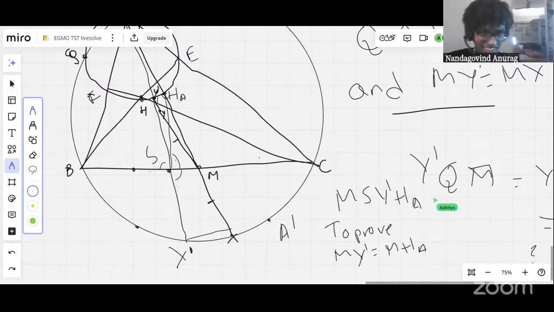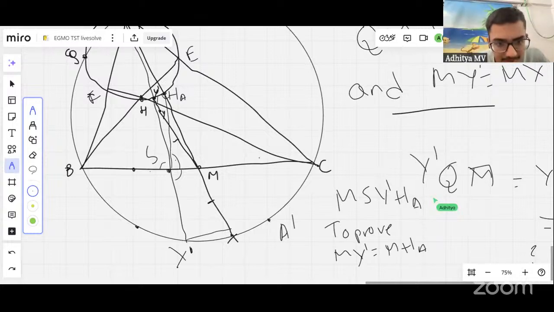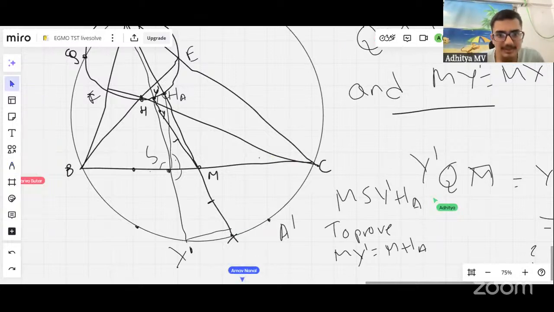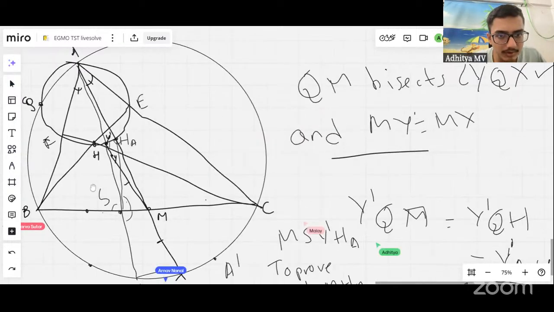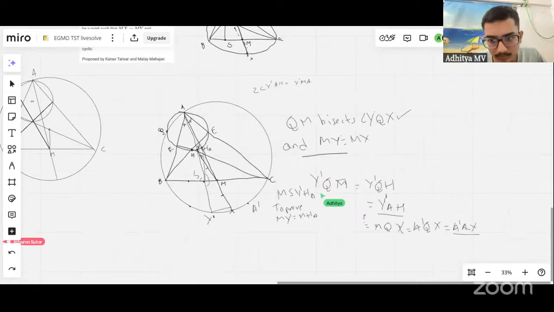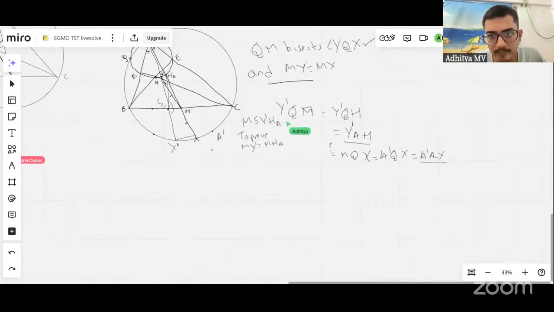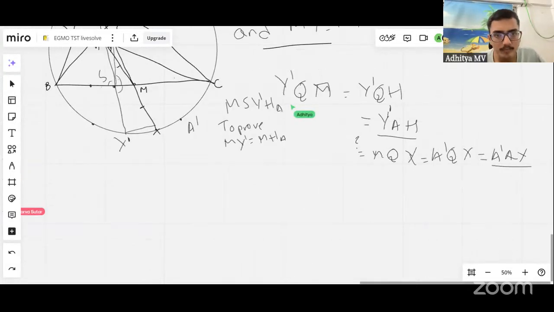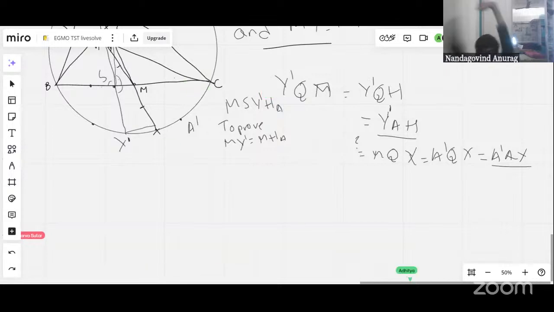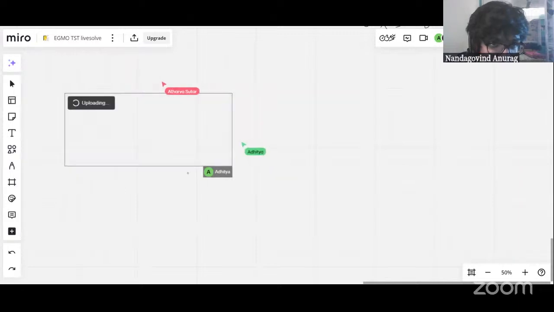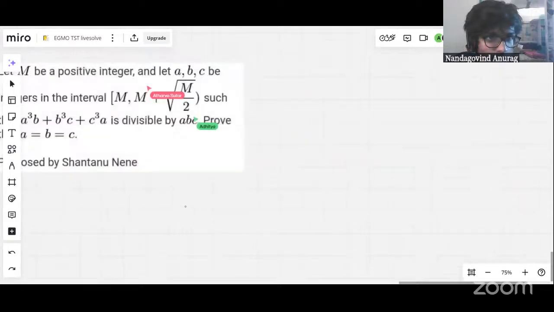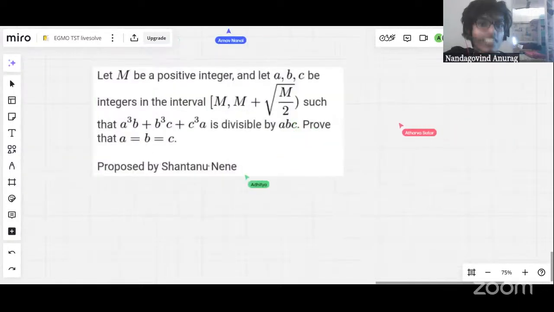Nice. Now next is P6. Where is the problem? Not yet. Yeah, the geometry problems were nice. It felt nice solving them at least. Oh no, what is it?